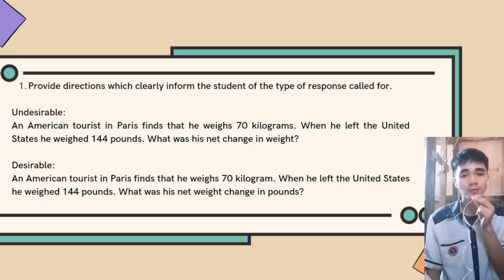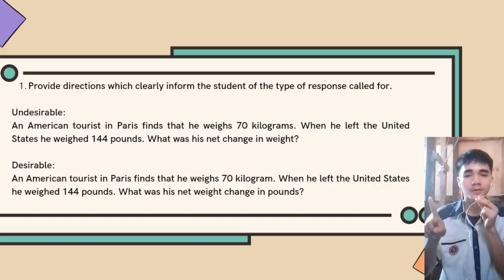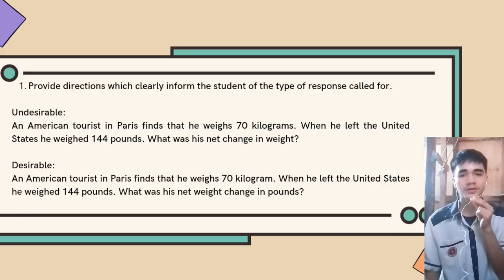There are two examples to better understand: an undesirable question and a desirable question. So let's first have the undesirable question. An American tourist in Paris finds that he weighs 70 kilograms. When he left the United States, he weighed 144 pounds. What was his net change in weight?